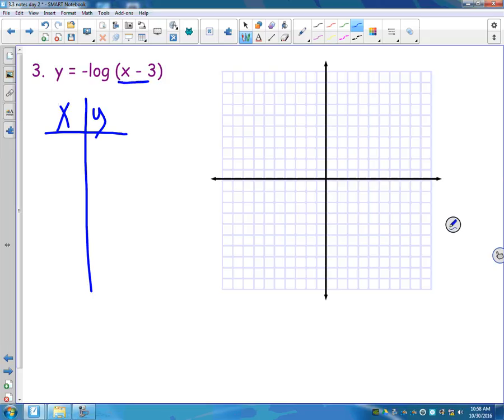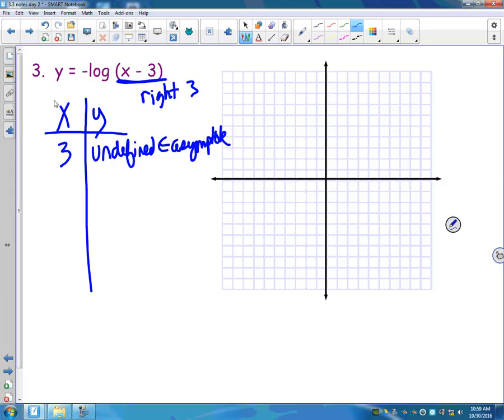Also think about our transformations. The fact that that's an x minus 3 means that that's moved to the right 3, which means our asymptote has moved right 3. So if you tried on your calculator to plug 3 in here, it's going to say that there's a domain issue, right? That's our asymptote.